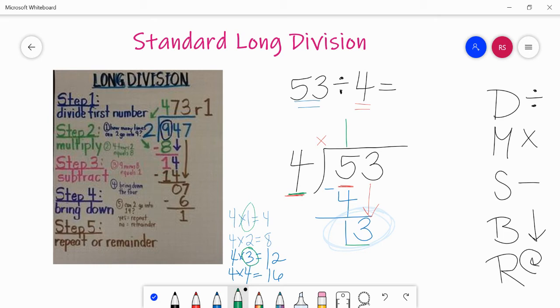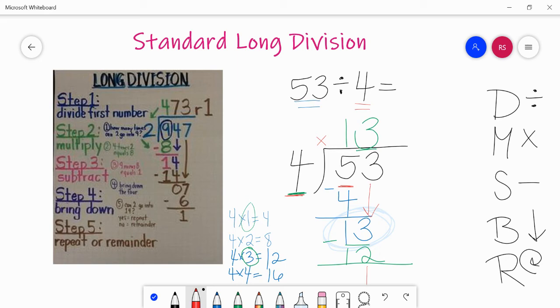If I had 13 pieces of pizza, I would only be able to create 3 equal groups of 4. So I'm going to put my 3 up top. And now I'm going to multiply because I can't just stop. I have to repeat my steps. I divided, now I need to multiply. I'm going to multiply exactly what I just did in my head, which is 3 times 4. And 3 times 4 is 12. Bring this 12 down here. And now I'm going to subtract: 13 minus 12 is 1.